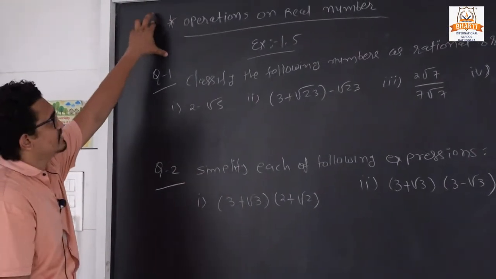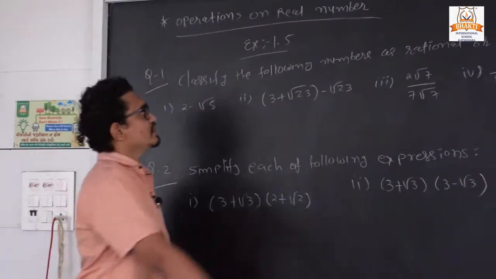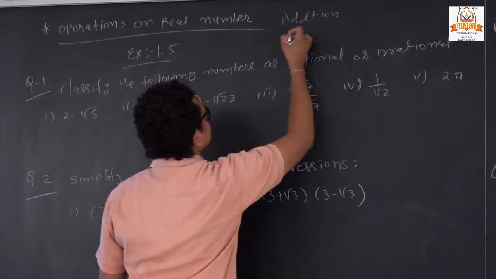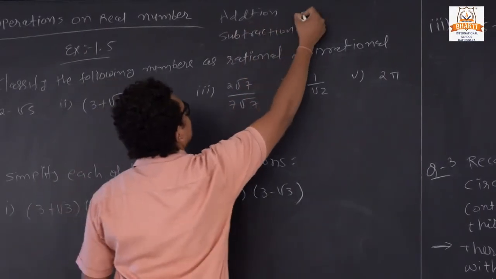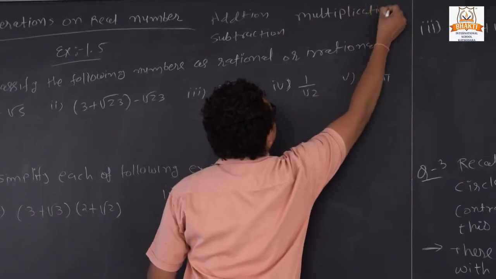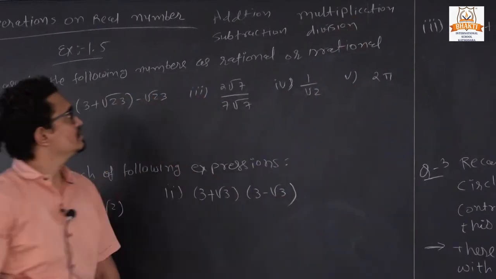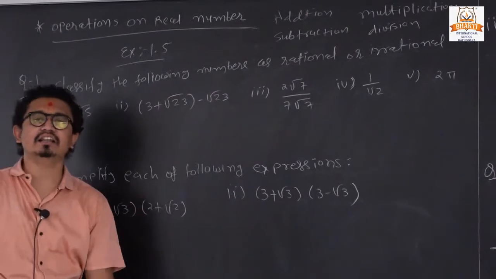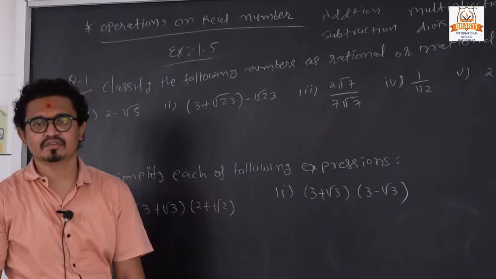In the next exercise we have sums on operations on real numbers. Actually in maths we have 4 operations, that is addition, subtraction, multiplication and division. We want to perform these 4 operations on our real numbers. Whether a real number is rational or irrational, it depends on that.